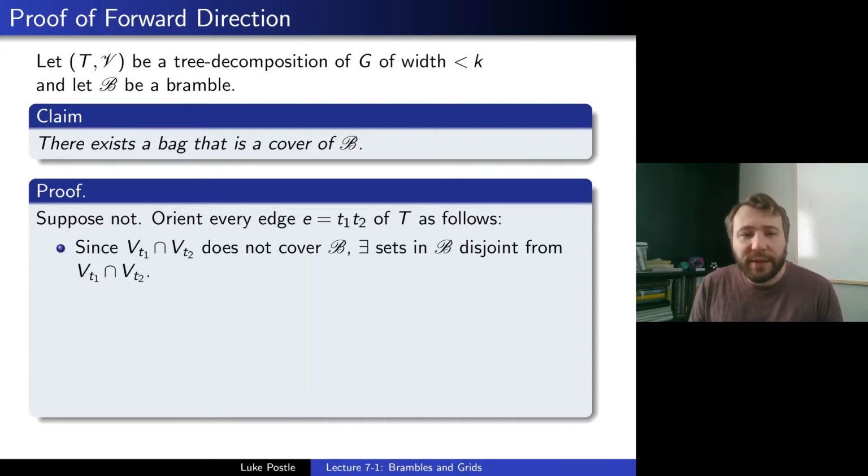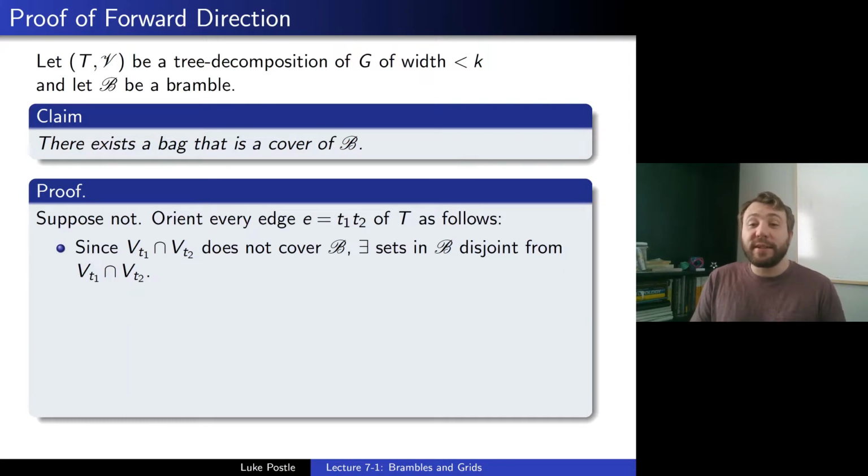So how do we do this? Well, how do we orient these edges? Consider an edge T1, T2 of T. Then they have bags, VT1, VT2. Look at the intersection of the two bags. Certainly, since it's a subset of both bags, it does not cover the bramble.